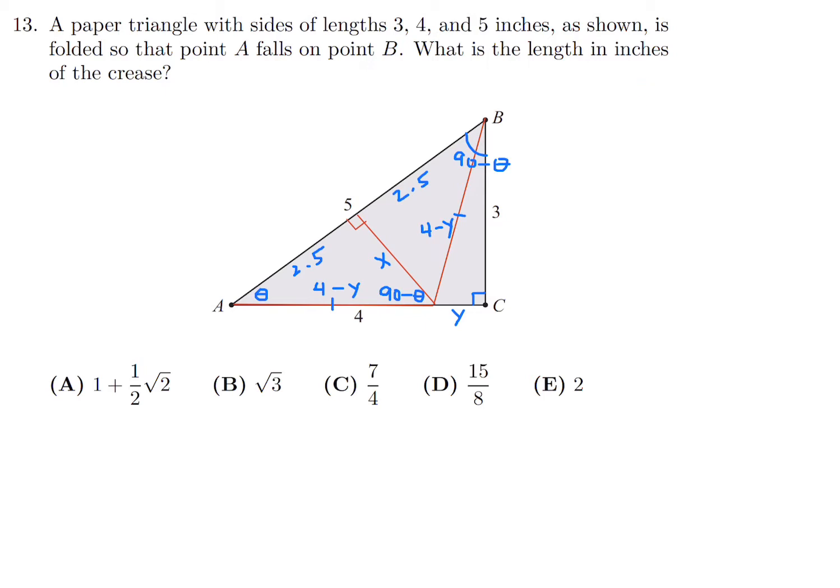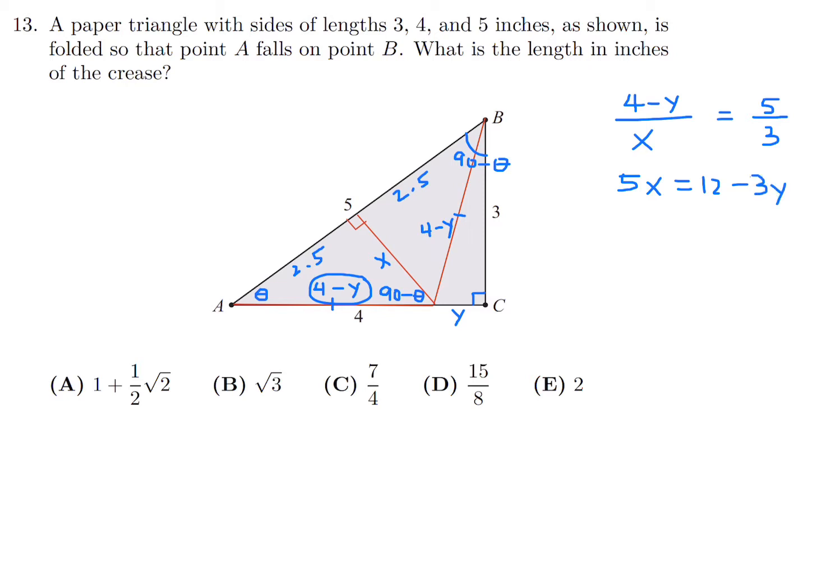So based on that, this side right here, which is 4 minus y, over this side, which is x, is equal to the hypotenuse here, which is 5, over this side right here, which would be 3. So cross multiplying, you get 5x is equal to 12 minus 3y, like that.